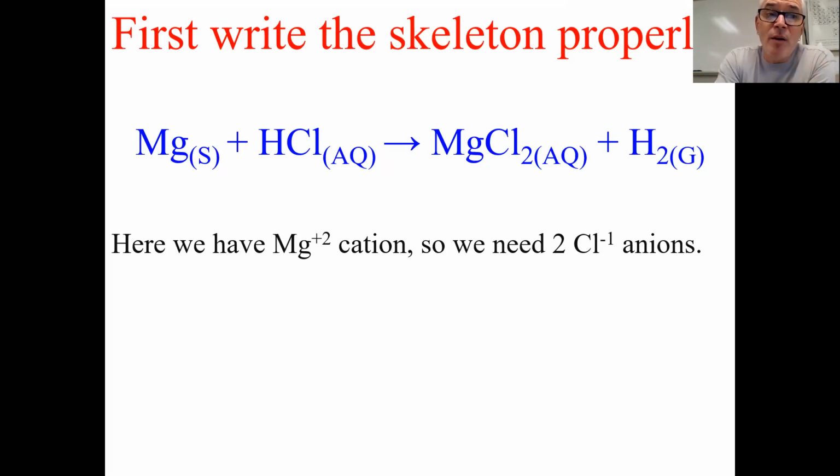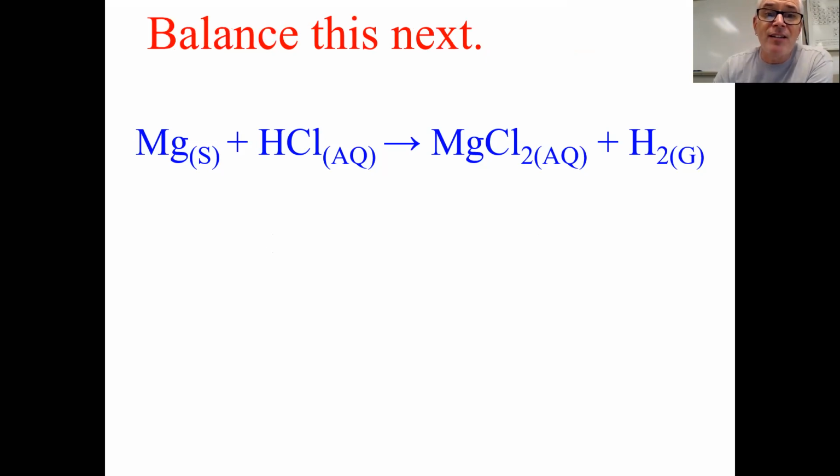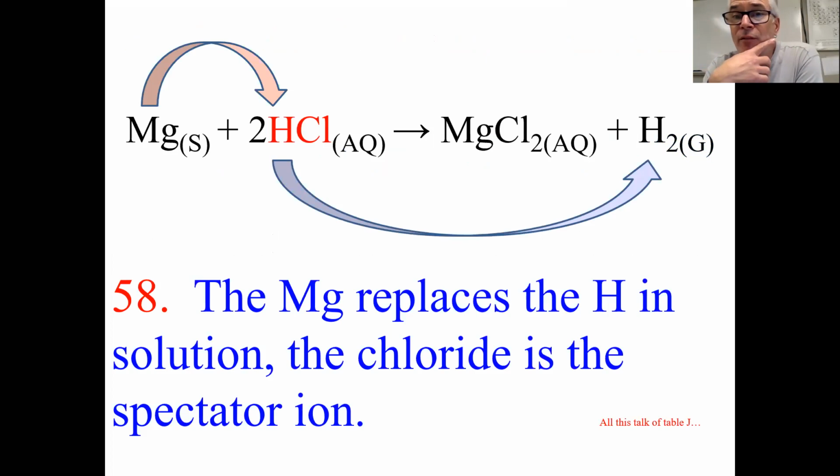Say it with me. There's 1 magnesium in the reactant, there's 1 magnesium in the product. So far, so good. There's 1 H in the reactant, there's 2 H's in the product. That's not good, right? You've got to double the odd ones. So the HCl, I've got to put a 2 in front of it, like this. 1 magnesium, good. 2 hydrogens, good. I now have 2 chlorines on the reactant side, which is good because I have 2 in the product, and everything is good. Now, magnesium replaces the H in solution, makes magnesium chloride, and the gas that fizzes out is hydrogen gas.